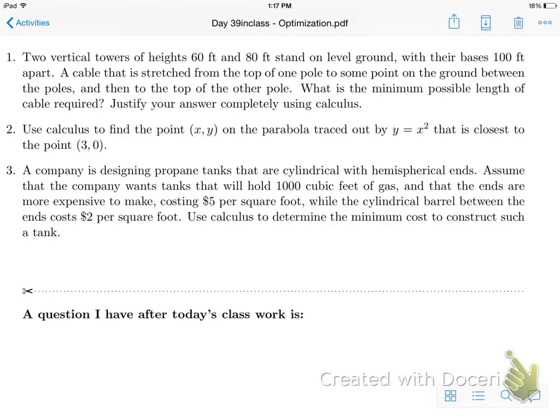Hello. Let's do the second example where we want to use calculus to find the point x, y on the parabola traced out by y equals x squared that is closest to the point (3, 0). So first you've got to ask yourself, why is this in this section? And what am I trying to do here? So let's draw a picture.